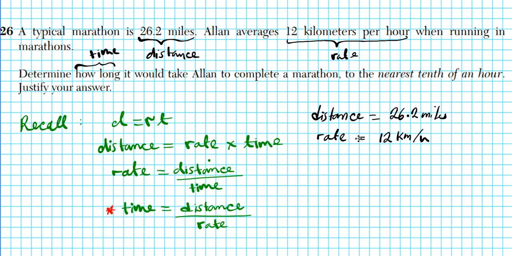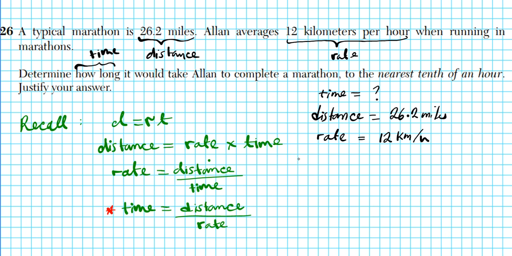Are we ready to substitute these into our formula to calculate for time, which we do not know? The answer is no. We have a big problem here, and that's the unit of measuring distance. The rate is in kilometers and the distance is in miles, so we cannot just simply multiply these two together because the units are inconsistent. So what must we do? We have to either work in miles or kilometers.